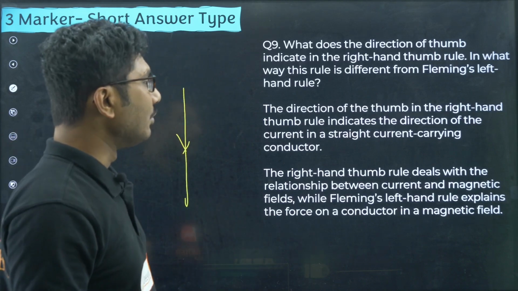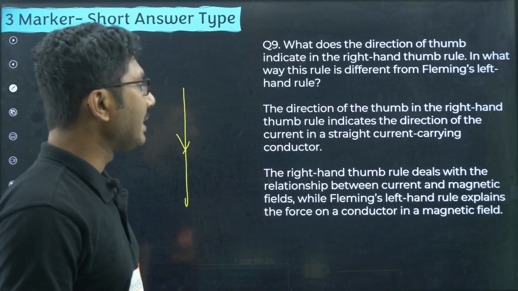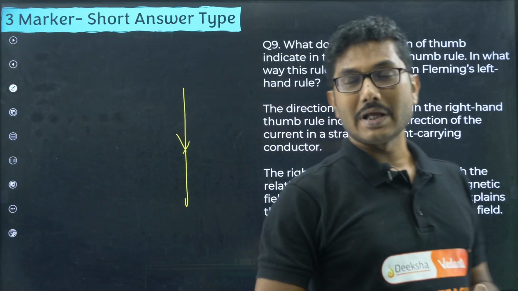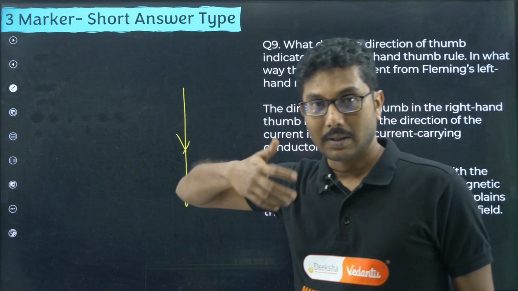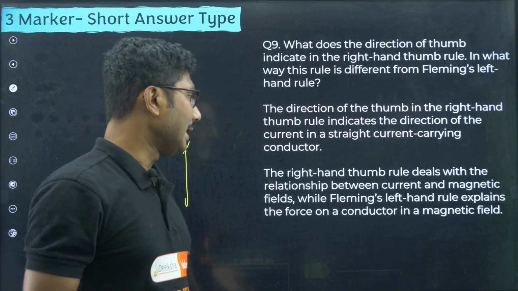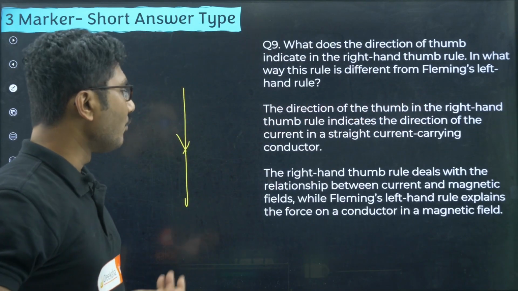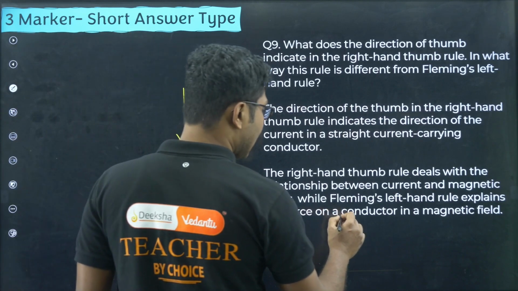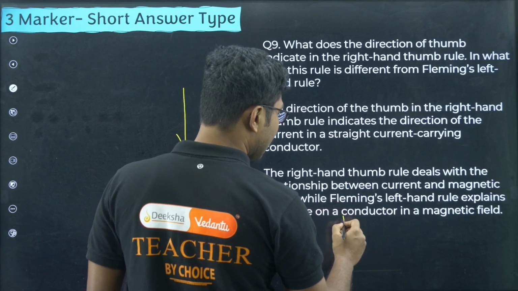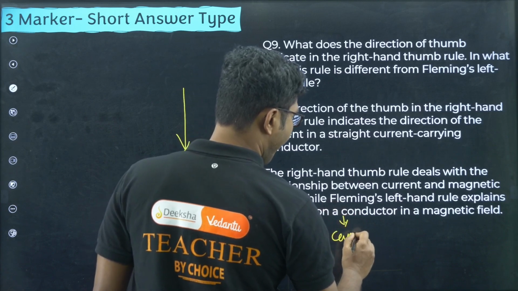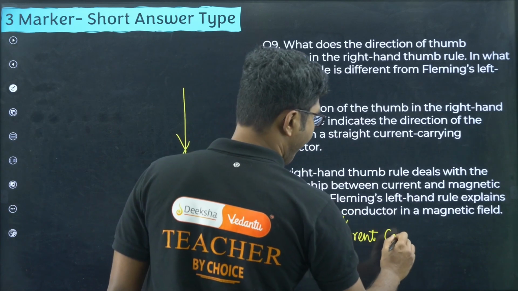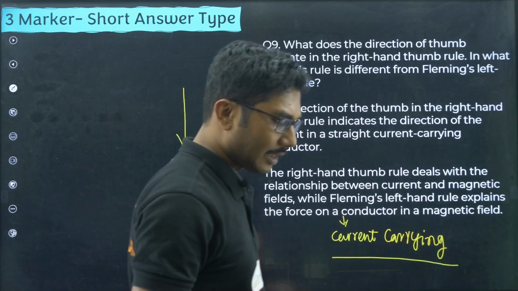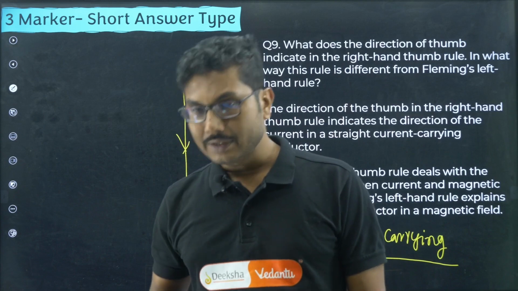The right hand thumb rule deals with the relationship between current and the magnetic field. So, the right hand thumb rule says that if there is a current, there will be a magnetic field, right. It is as simple as that, but Fleming's left hand rule explains the force on a conductor in a magnetic field. Not only a conductor, it will be a force on a current carrying conductor. Right, force on a current carrying conductor you can find using Fleming's left hand rule.